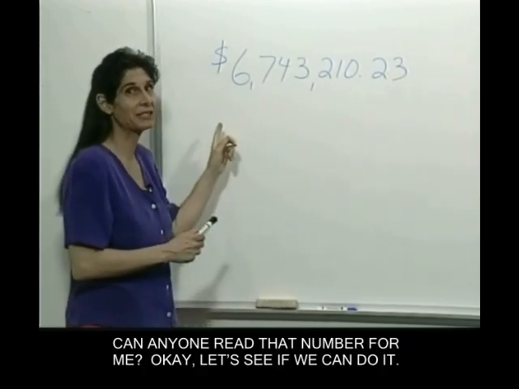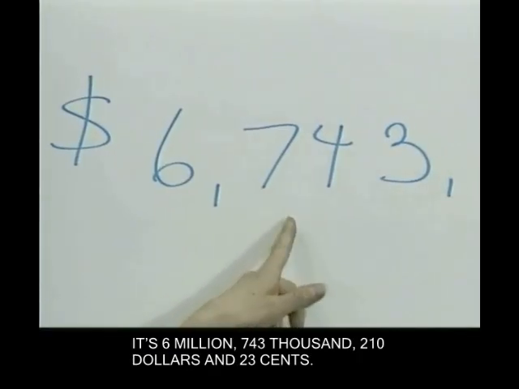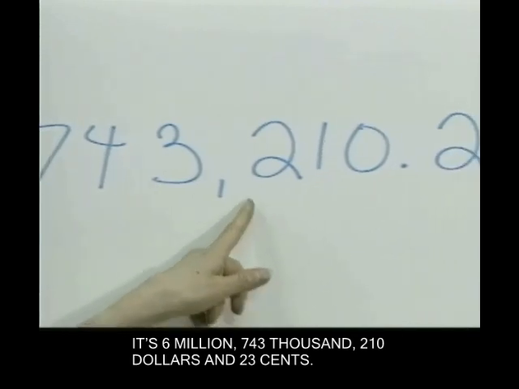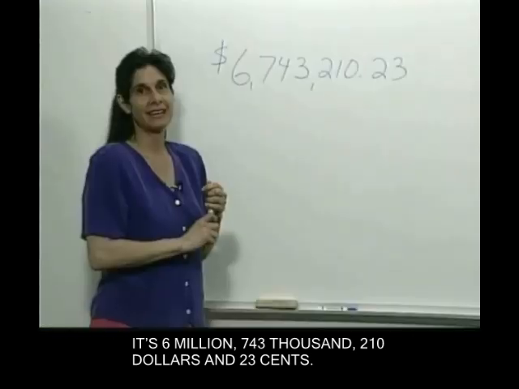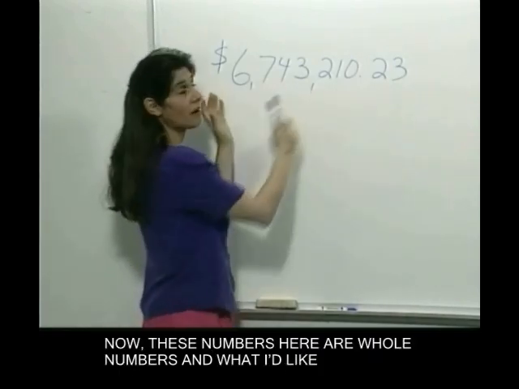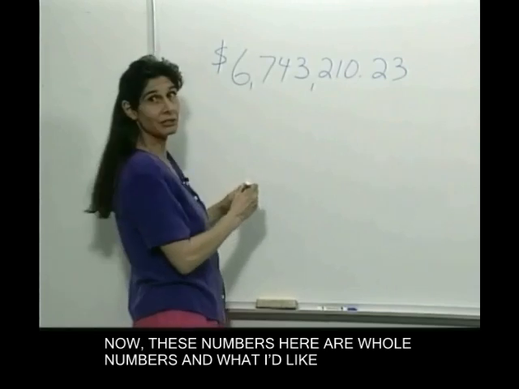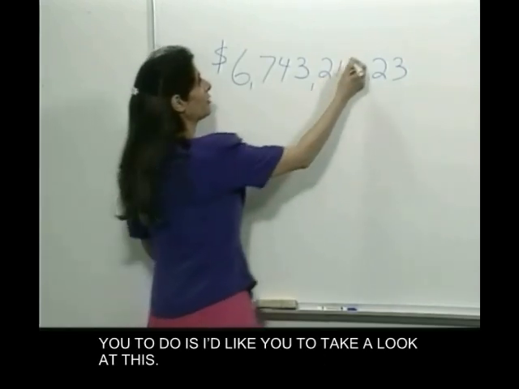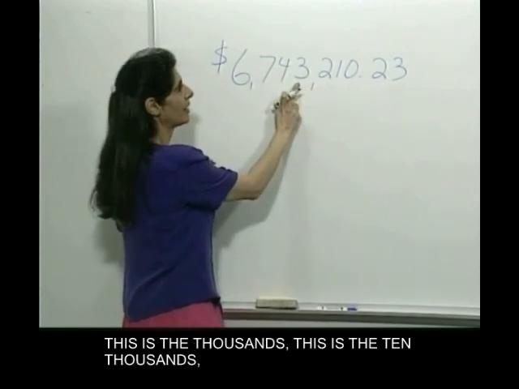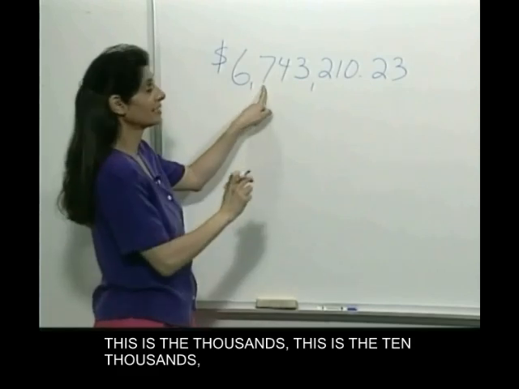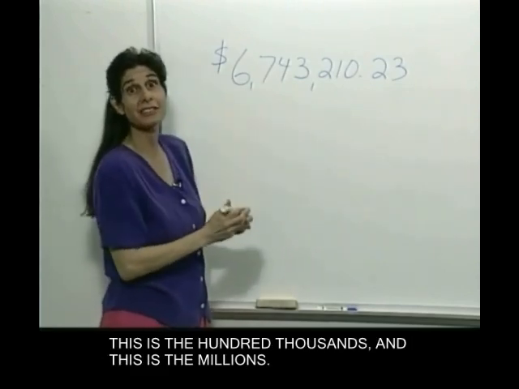Okay, let's see if we can do it. It's $6,743,210.23. Now, these numbers here are whole numbers. And what I'd like you to do is take a look at this. This is the ones, this is the tens, this is the hundreds, this is the thousands, this is the 10,000s, this is the 100,000s, and this is the millions.